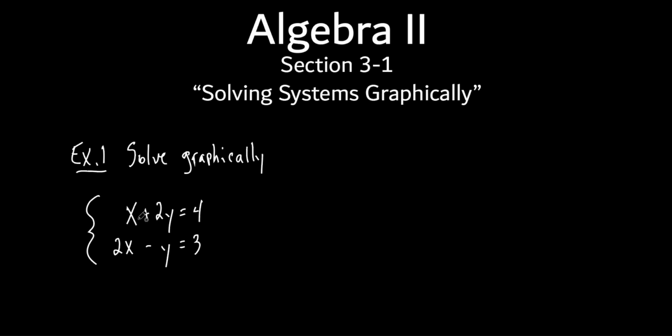You're trying to find an x and a y that doesn't just work in the first one and doesn't just work in the second one, but works in both of them. Whatever the x is, whatever the y is, if I put it in here, this left side is going to equal 4. If I put that same exact x and y in for this one, it's going to come out to be 3. Everybody with me on that?